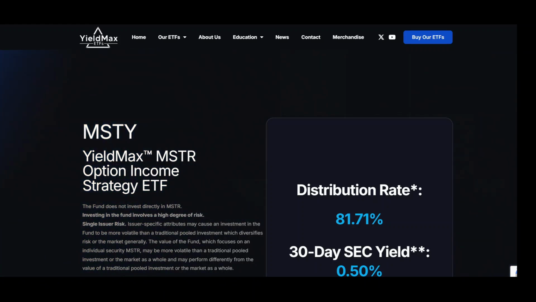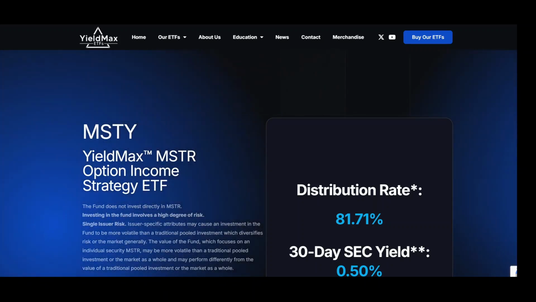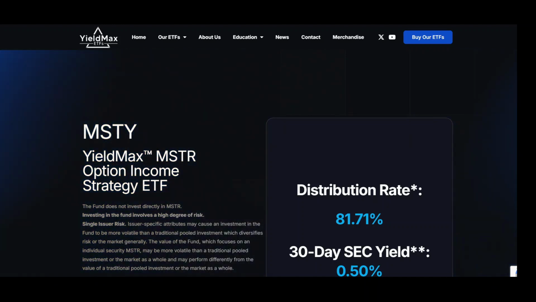Are you looking to sell a put on MSTY or any other stock? How do you know what strike to select? And what expiration date do you select? Stay tuned and I'll give you my thoughts on that.